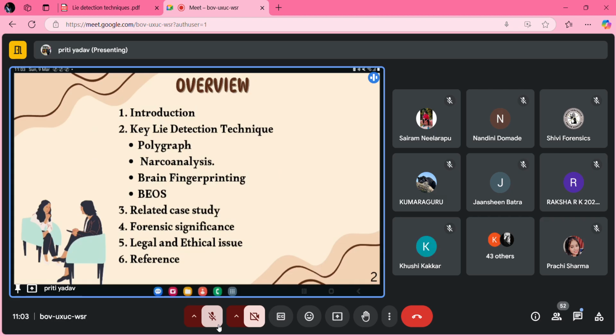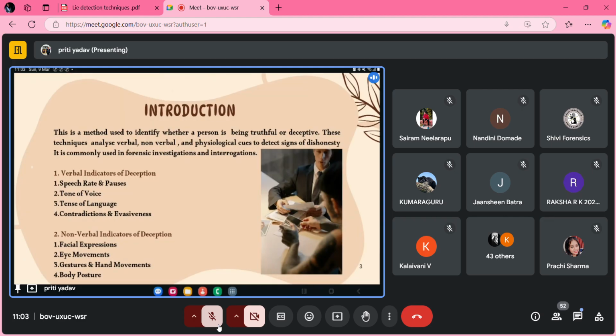This slide gives you a quick roadmap. We will start with an introduction to lie detection, then explore different techniques like polygraph, narcoanalysis, and brain fingerprinting. Then we discuss a related case study and wrap up with forensic significance and legal concerns. Moving on to the next slide.